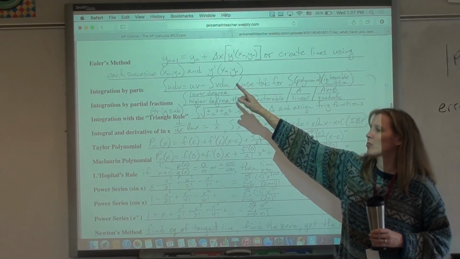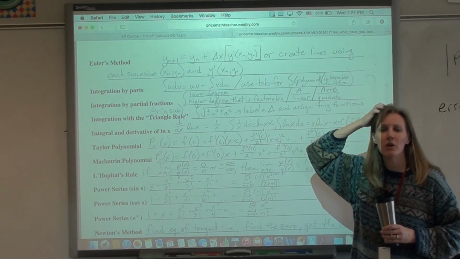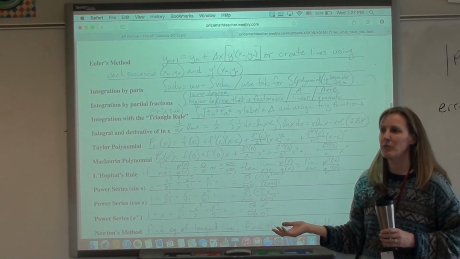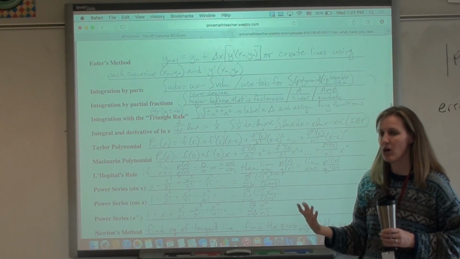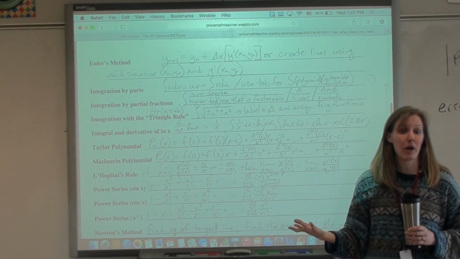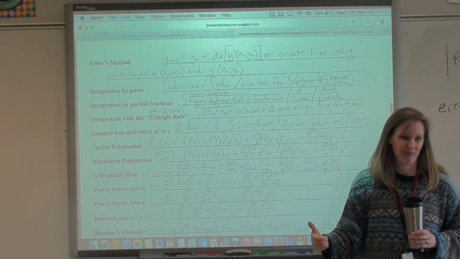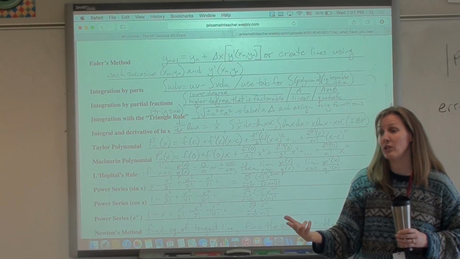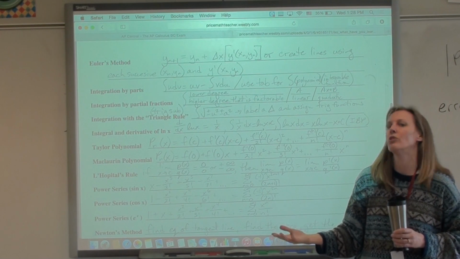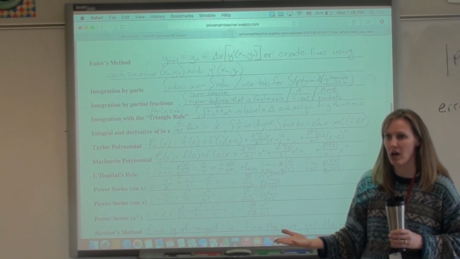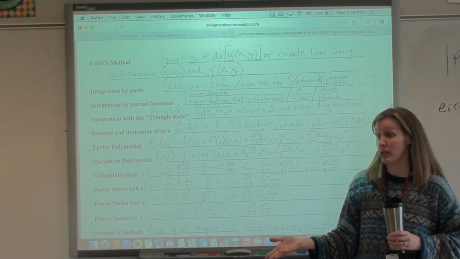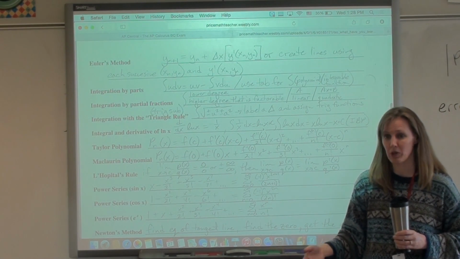Integration by parts, to recognize when you need to use it, it's most often used when you have an integral of a product, right? Not always, but often. Integral of a product is either going to be a u sub or an integration by parts. It's also used if you have an integral of something that you just don't know how to integrate any other way, like natural log or inverse trig. Then you do integration by parts.